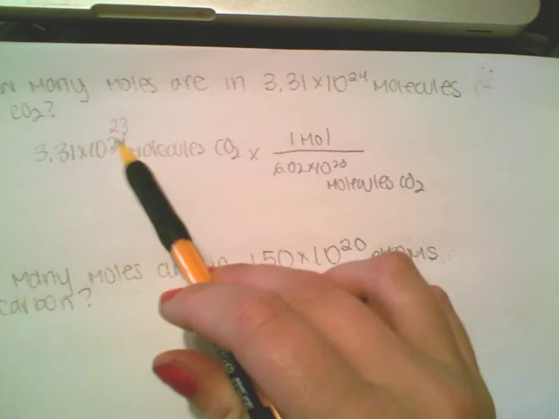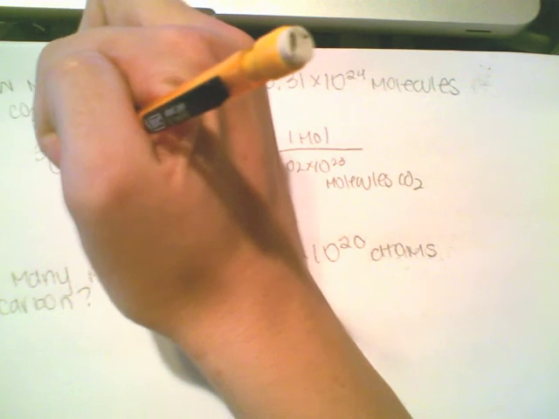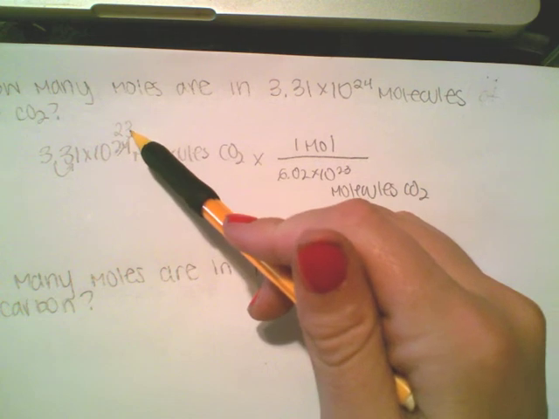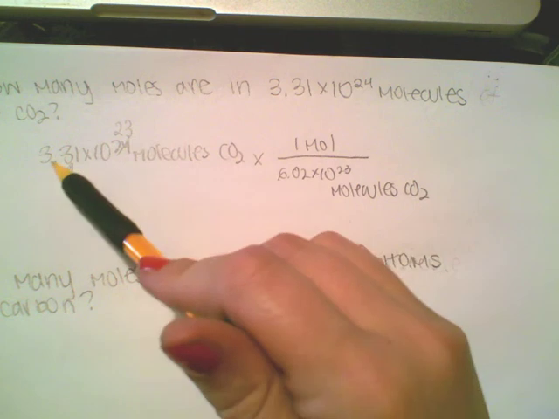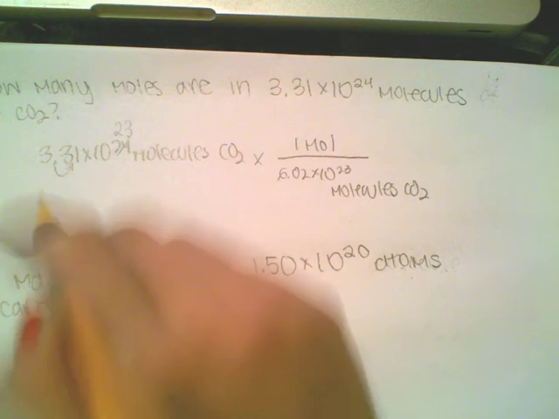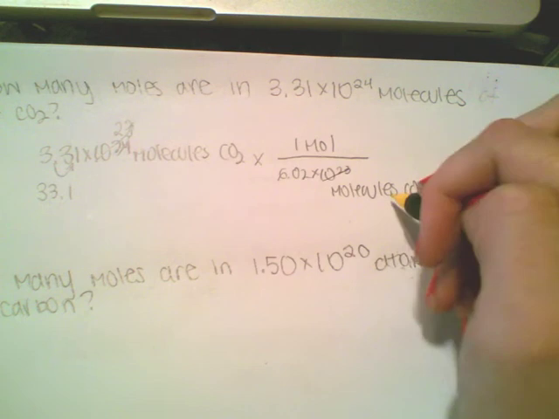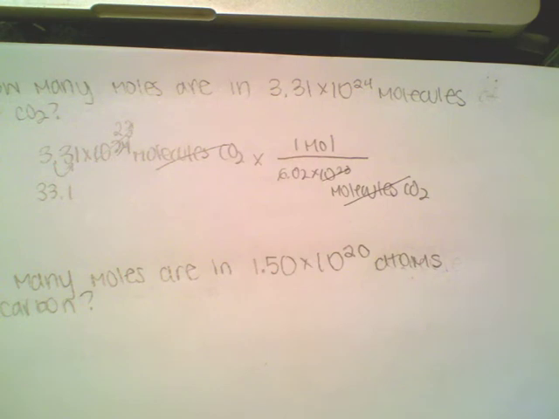Basically, I made this number one smaller, so this is going to get one decimal place larger. I went from 24 to 23, which is 1. Then I moved this one place larger, so I went from 3.31 to 33.1. We did that so that we can cross out our exponents, and we put molecules on the bottom here so that we can cross out molecules. Now this makes the math really easy.